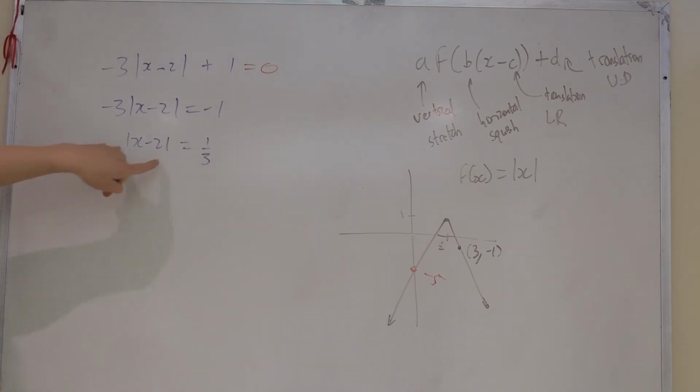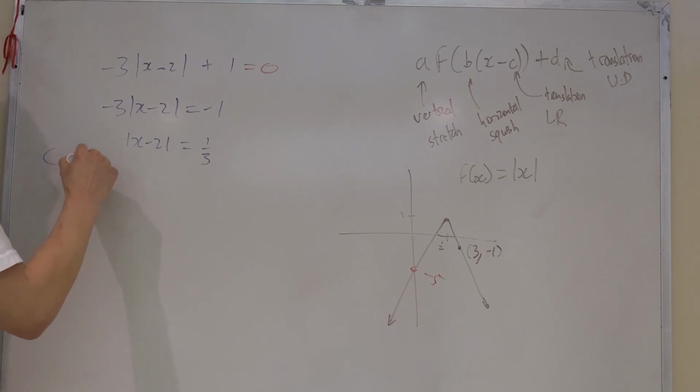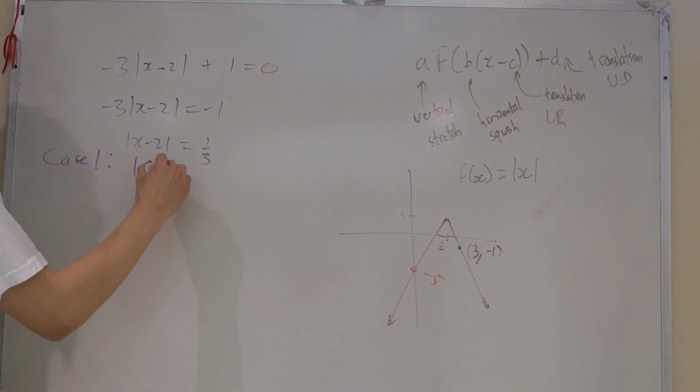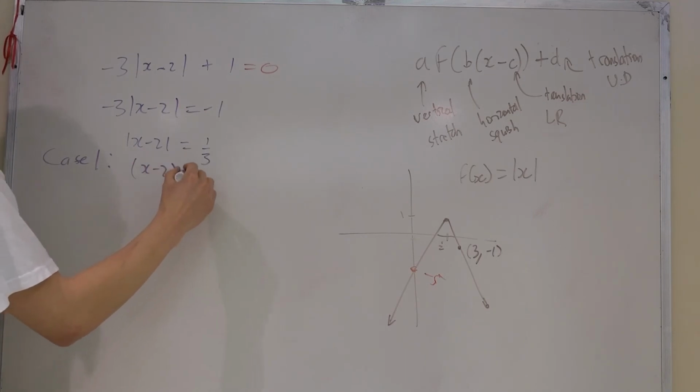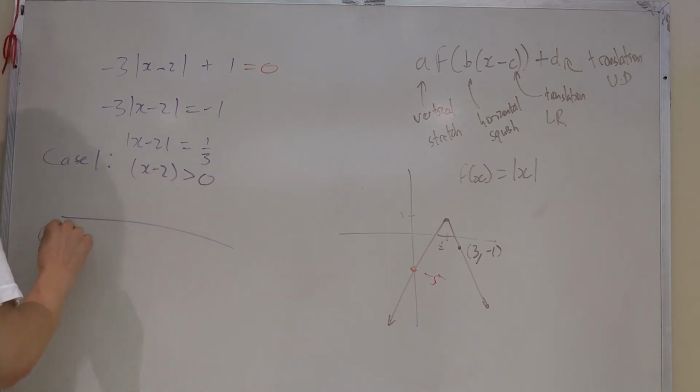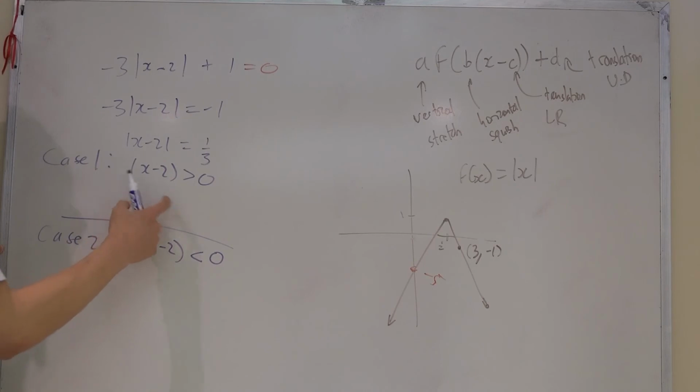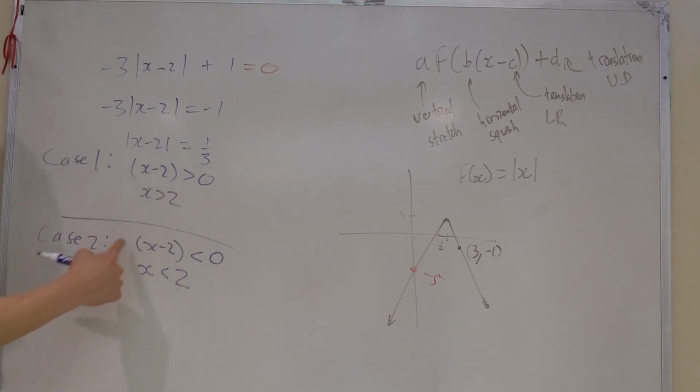Okay? Now, with the absolute values, again, you need to consider what happens when x minus 2 is less than or greater than 0. So we have a case 1. Case 1 is when x minus 2 is greater than 0. Case 2 is when x minus 2 is less than 0. In this case, we get x is greater than 2. In this case, x is less than 2. That's just from rearranging these formulas.